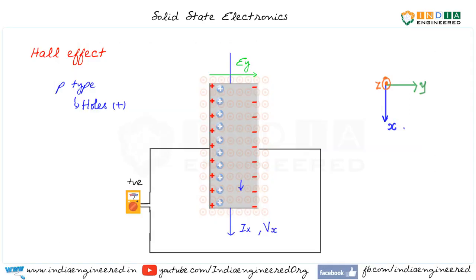If we connect a voltmeter across these 2 points, you can see a positive voltage measured by our voltmeter. And this development of voltage, we call the Hall voltage. So we have Hall voltage developed across the semiconductor bar. Now let's mathematically analyze the Hall effect in p-type semiconductor, and then we will see what happens in the case of n-type semiconductor and how the Hall effect becomes really useful in calculating carrier concentration in semiconductor materials.